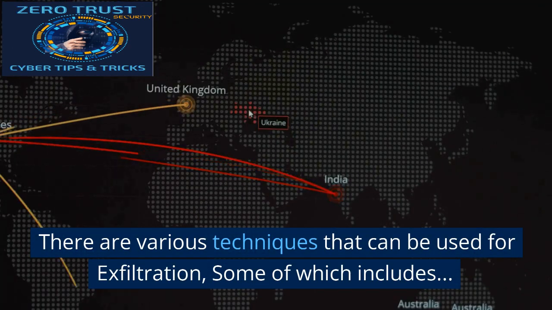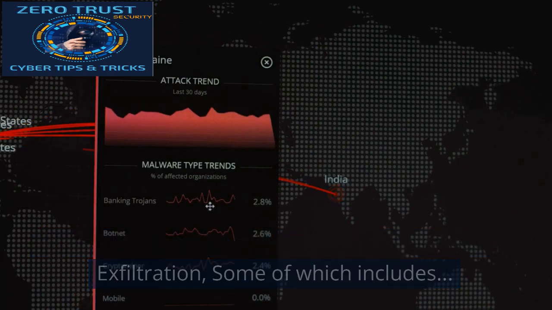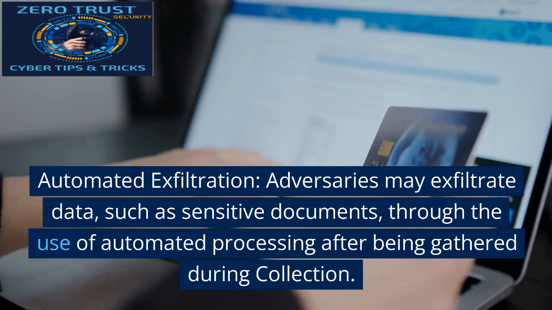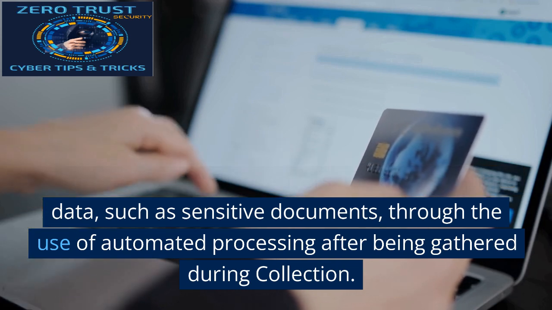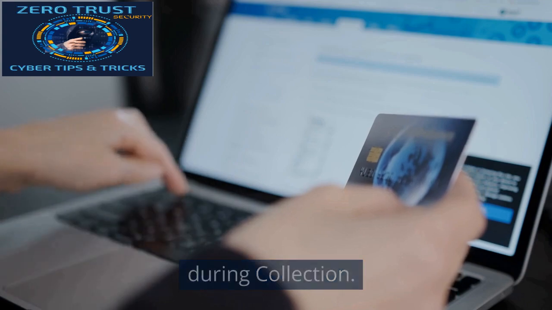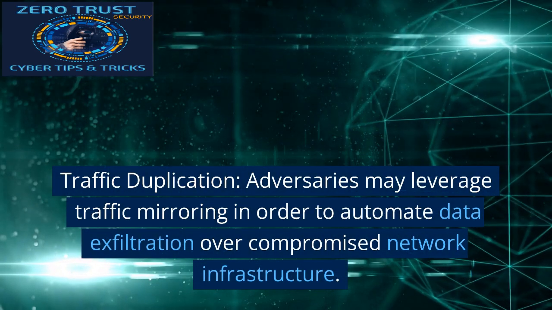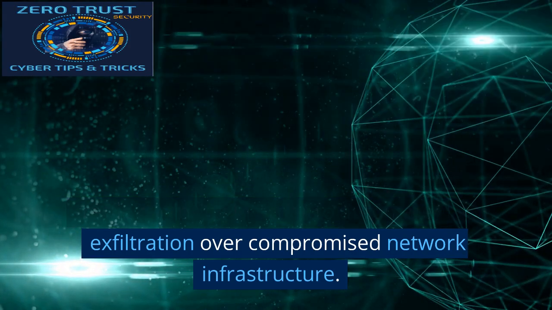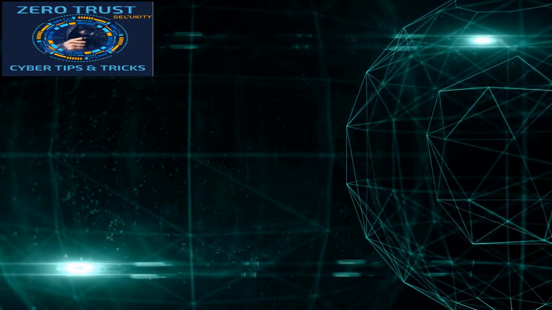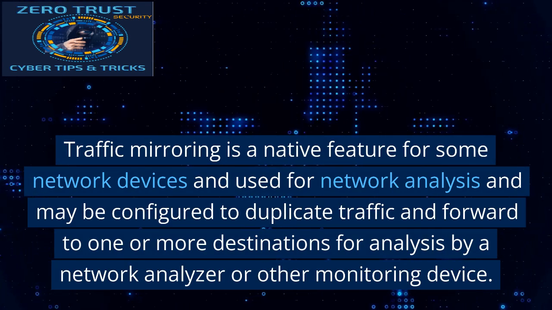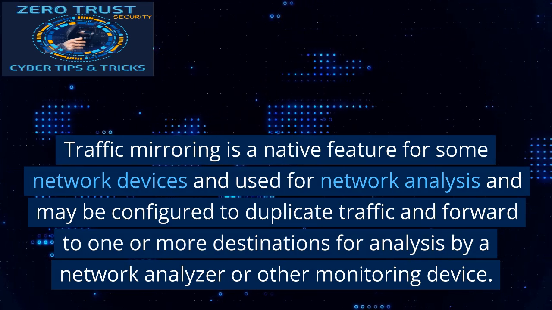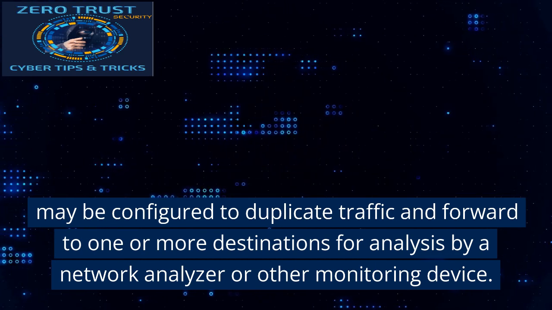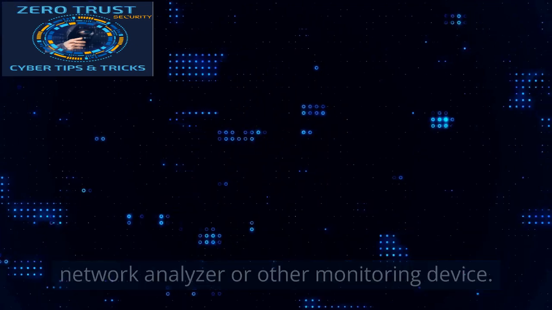There are various techniques that can be used for exfiltration, some of which include automated exfiltration. Adversaries may exfiltrate data, such as sensitive documents, through the use of automated processing after being gathered during collection. Traffic duplication. Adversaries may leverage traffic mirroring in order to automate data exfiltration over compromised network infrastructure. Traffic mirroring is a native feature for some network devices and used for network analysis and may be configured to duplicate traffic and forward to one or more destinations for analysis by a network analyzer or other monitoring device.